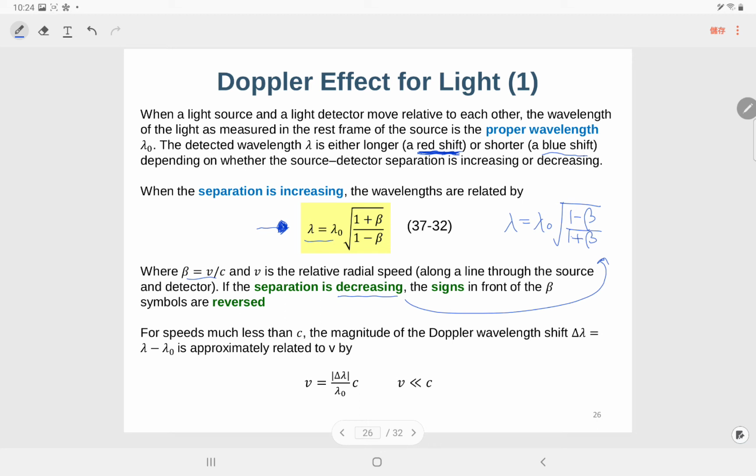So for the speed much less than c, the magnitude of the Doppler wavelength shift delta lambda is approximately related to v by this one. So actually you can see that v over c is delta lambda over lambda 0, if you assume v is much less than c.